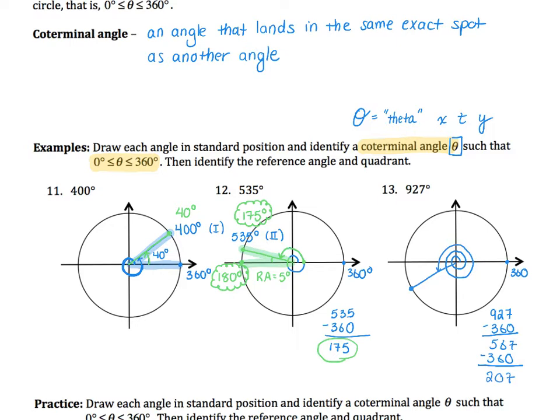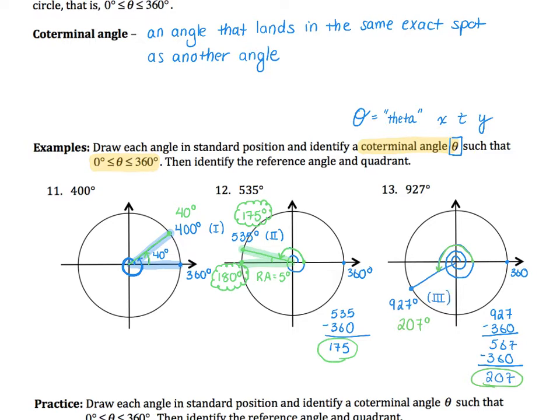So I'm going to mark this as 927 degrees. But I also know that going around 927 degrees was basically the same as starting in standard position and just going 207 degrees. So 207 degrees is coterminal with 927, right? And of course, all of this has landed me in quadrant 3.